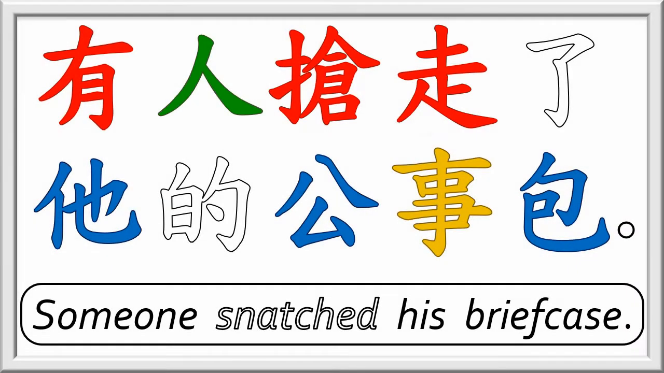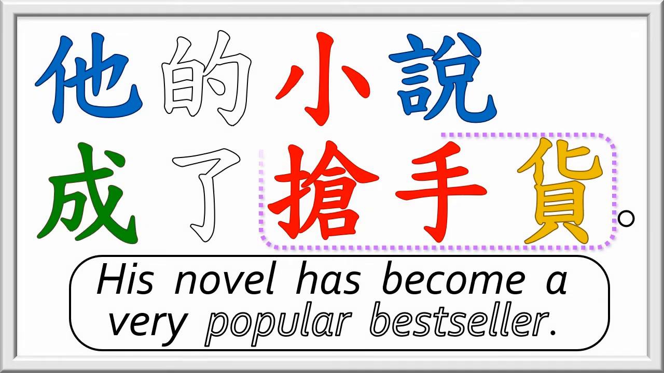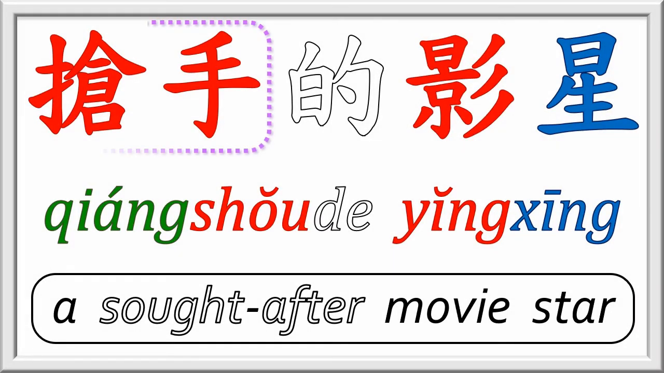Some examples. 有人抢走了他的公事包. Someone snatched his briefcase. 他的小说成了抢手货. His novel has become a popular bestseller. Literally, a book everyone is trying to get their hands on. A 抢手的影星 is a much sought-after actor that directors are desperately trying to sign up for their movies.